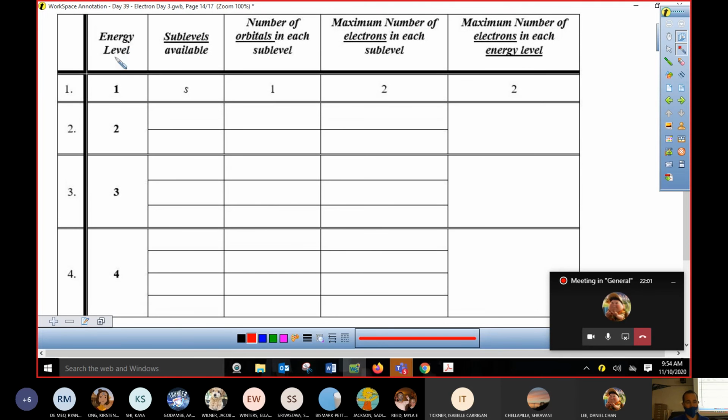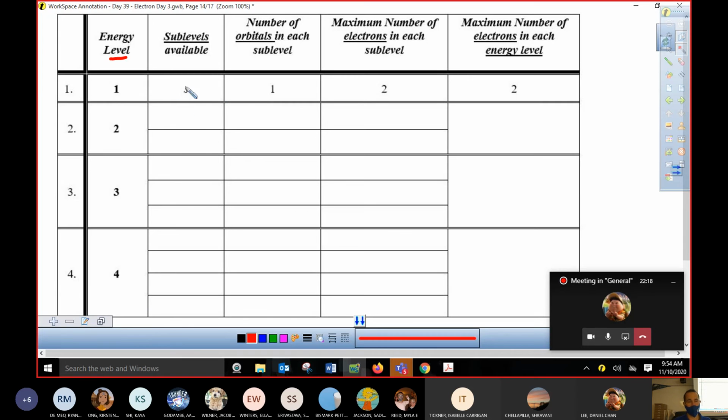So one thing I want to point out here, this is the energy level. All right, so we got the first energy level, second, third, fourth. Now there is a 5th, 6th, and 7th energy level, but I didn't want to make the chart too big. So we're going to stop after 4 because what we see in the 4th will be the same for the 5th and so on. So the first energy level is the smallest, and it's already completed for us.